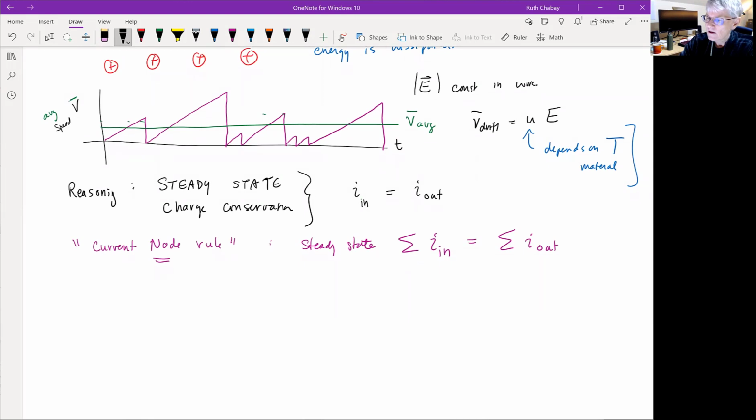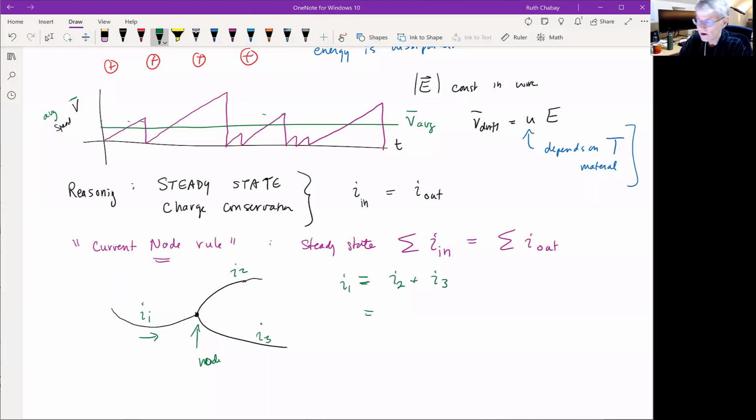So even if we had more than one thing happening, a wire comes in and then another wire goes this way and another wire goes this way, and we decide this is a node because we're interested in what happens here. So we could say if this is I1 and this is I2 and that's I3, then the current coming in, I1, has to be equal to the current going out, so it would be I2 plus I3. So if I2 was 3 times 10 to the 18th electrons per second, and I3 was 4 times 10 to the 18th electrons per second, then this would have to be 7 times 10 to the 18th electrons per second.